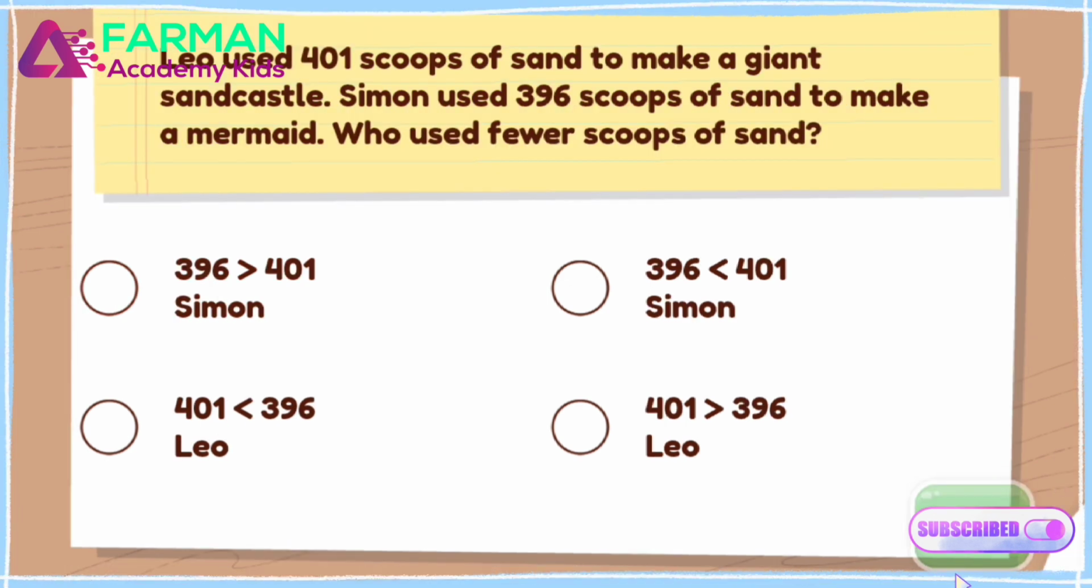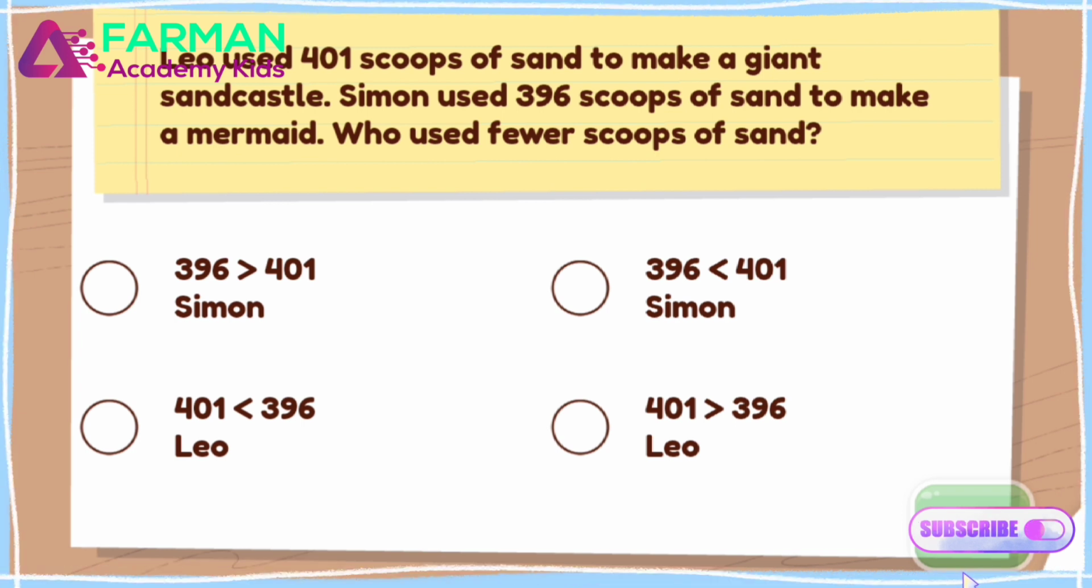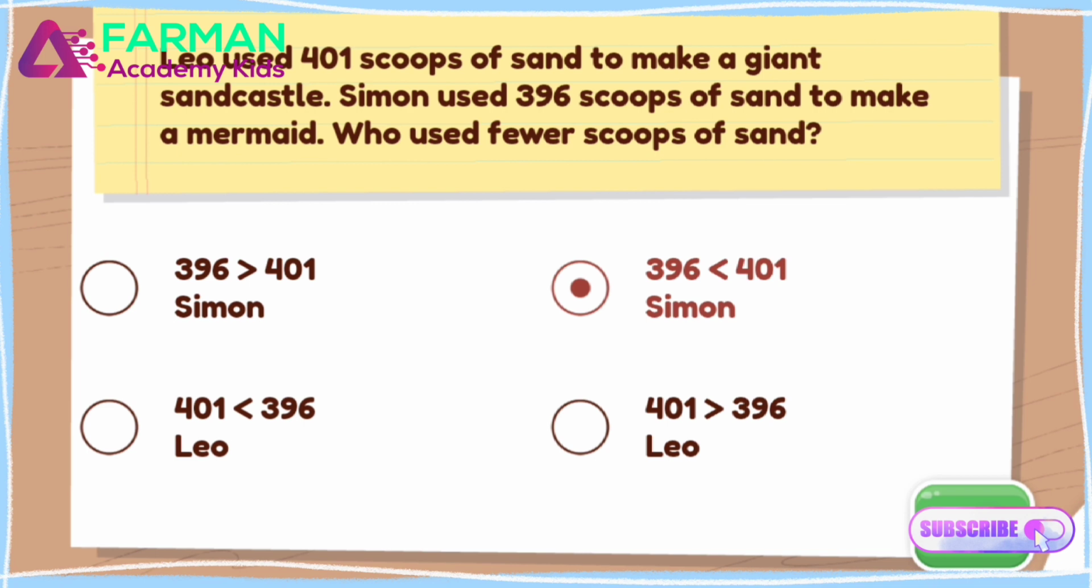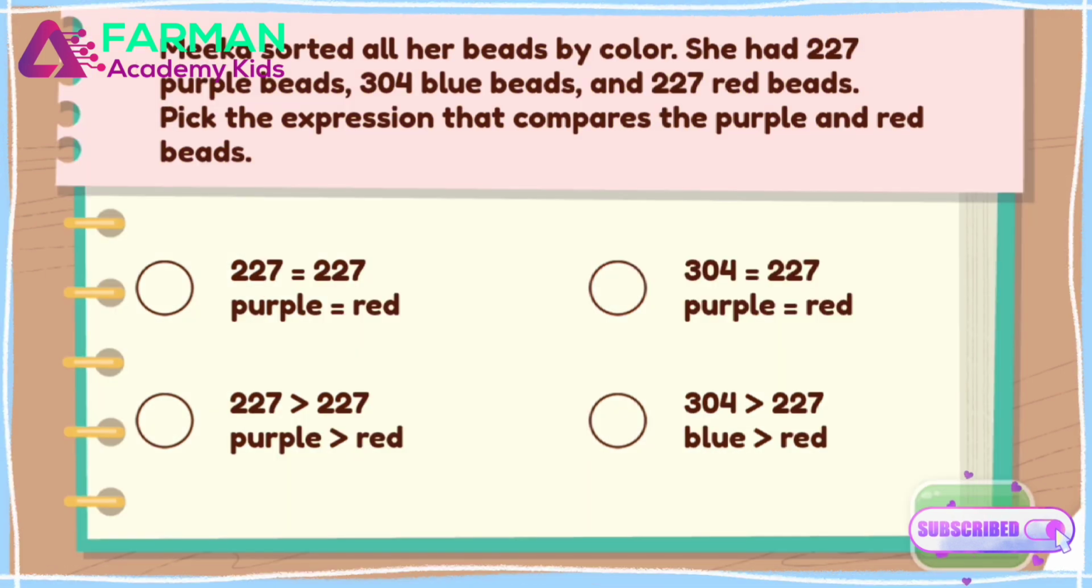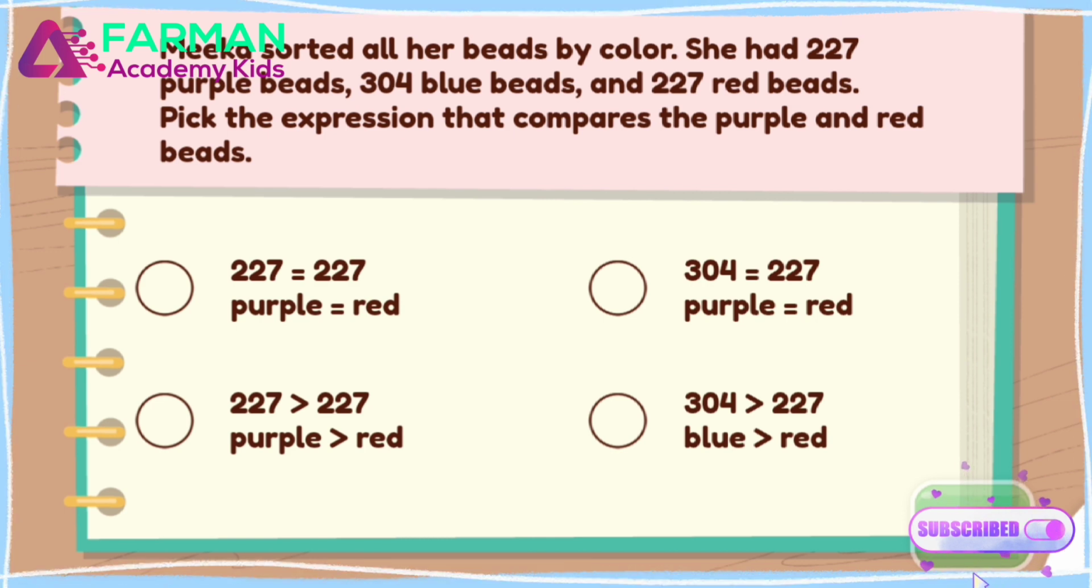Let's do another one. Tap on the word problem to hear it read aloud. Pick the expression and the answer. Good work! 396 is less than 401. Simon used fewer scoops of sand. Tap on the word problem to hear it read aloud. Pick the expression that compares the purple and red beads.